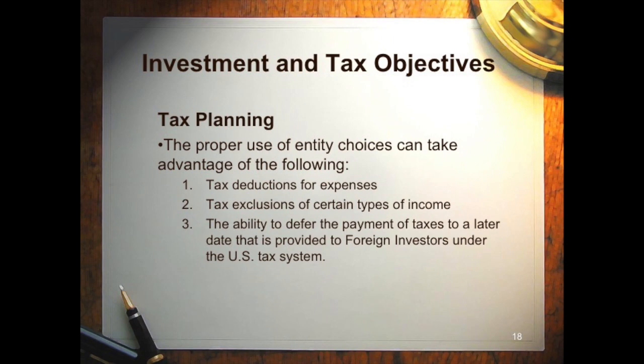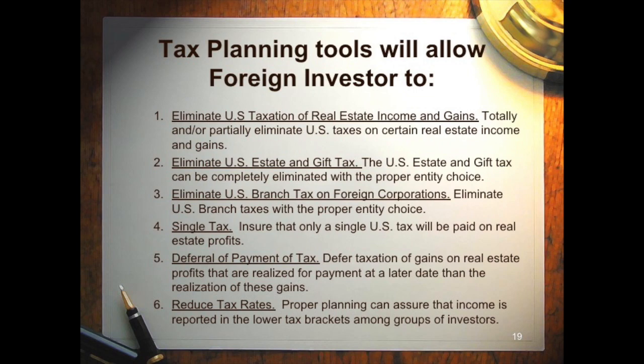One of the ways to satisfy this need of the foreign investor is to use the proper entities. The proper entities will take advantage of tax deductions for certain expenses, tax exclusions for certain types of income, the ability to defer the payment of taxes to a later date, and that is provided to foreign investors under the U.S. tax system. The tax planning tools we're going to look at will allow the foreign investor to eliminate the U.S. taxation of real estate income and gains to some extent totally for a deferred period of time, and to other extents partially, not for a limited period of time, but partially as a solid deduction that makes sure the investor's not paying more U.S.